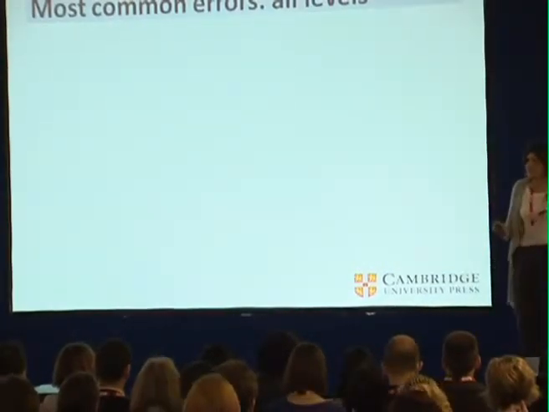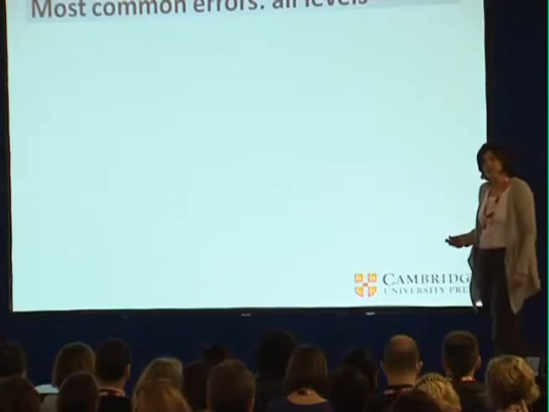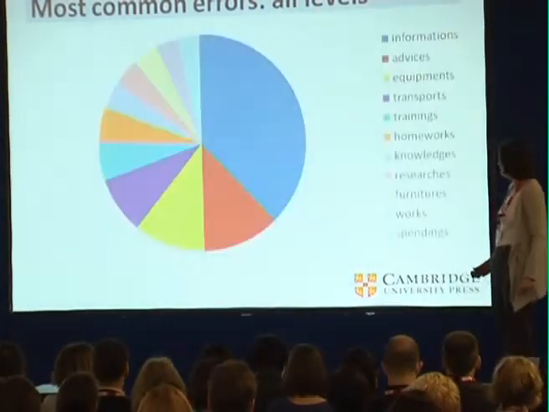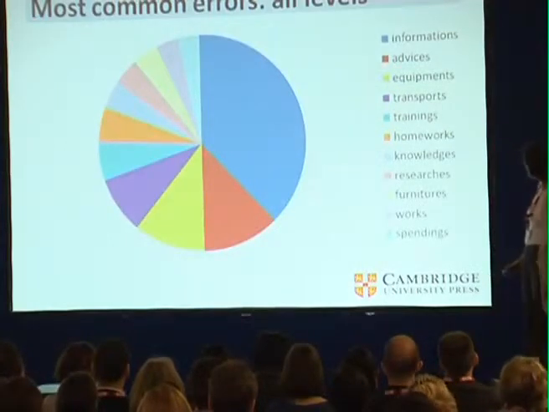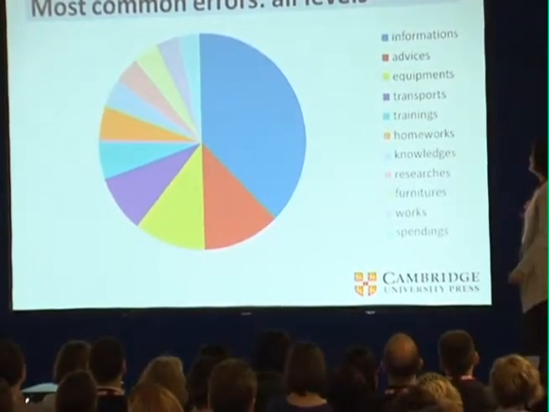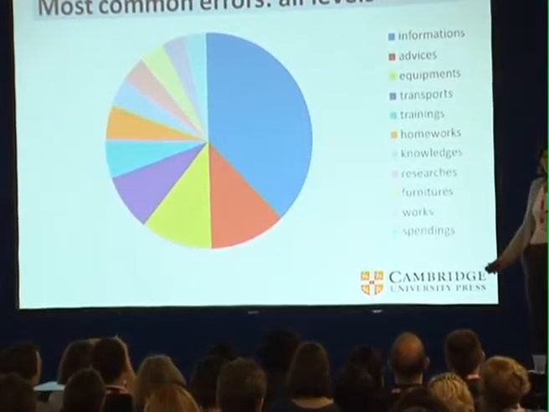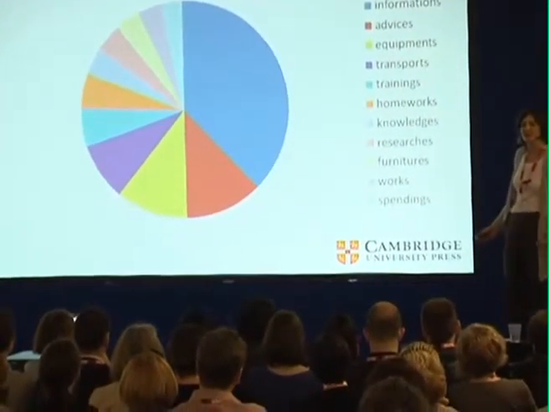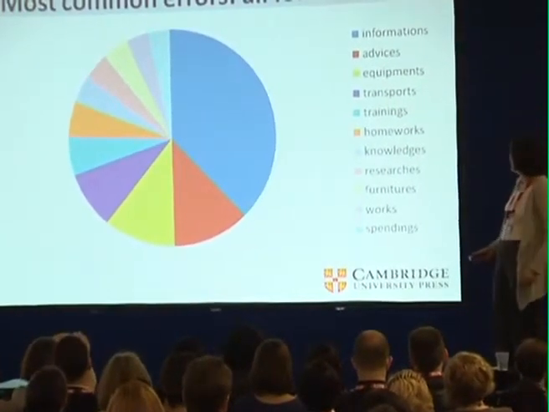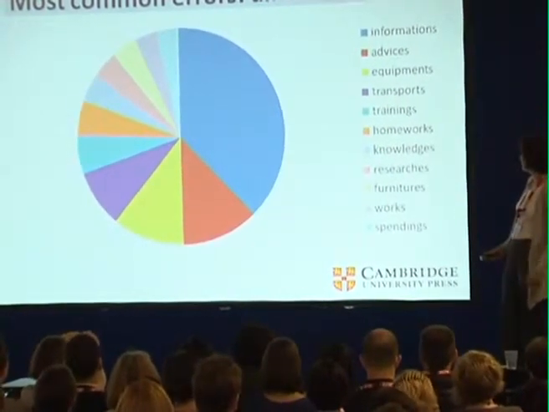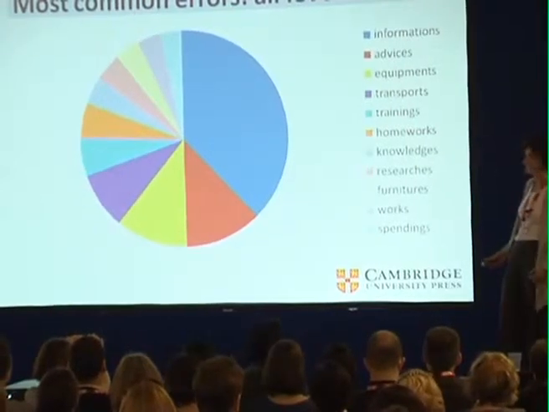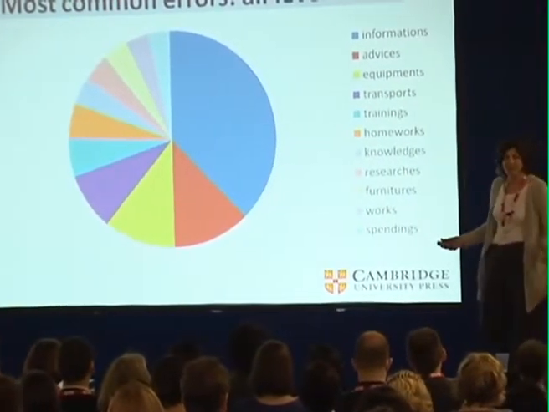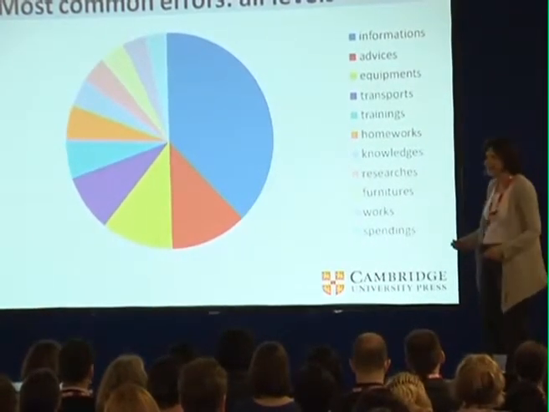So let's take a little look at what the most common errors are with uncountable nouns. So we see here, we have information's overwhelmingly the most common error. Advices, equipments, transports, trainings, homeworks, knowledges, researches, furnitures, works, spendings. We have no food nouns in there. We have mainly abstract nouns.